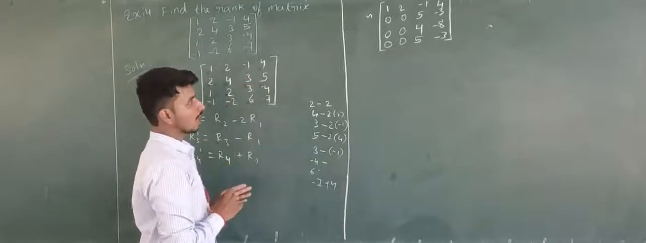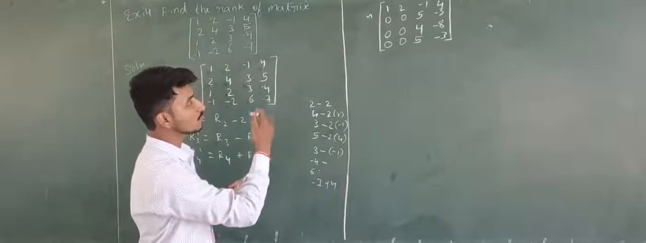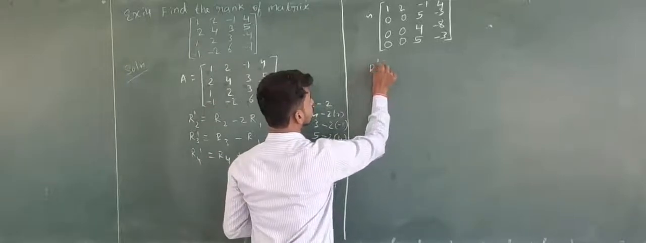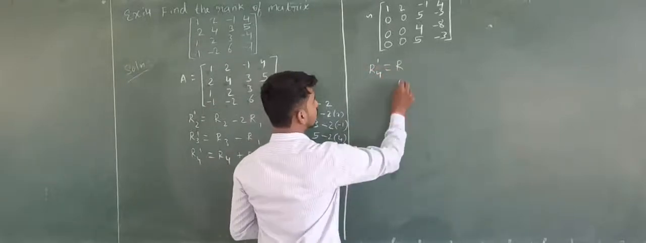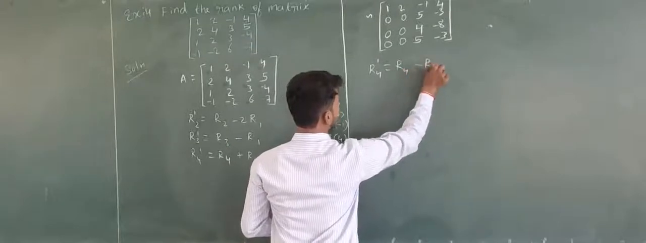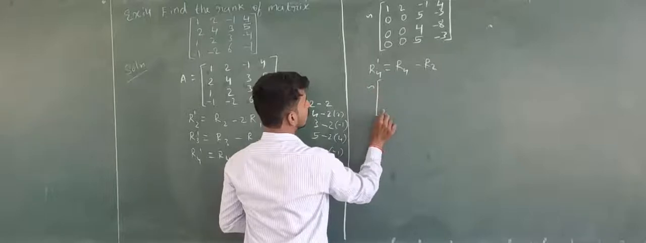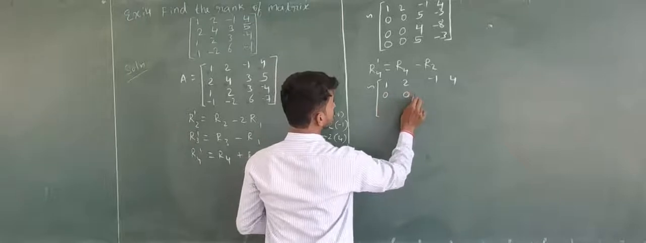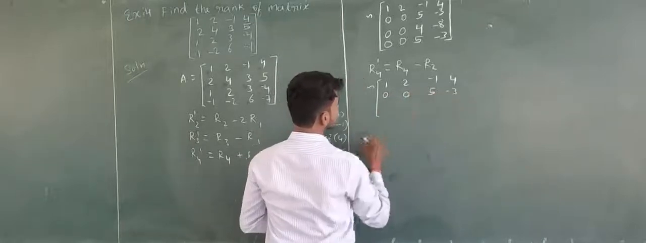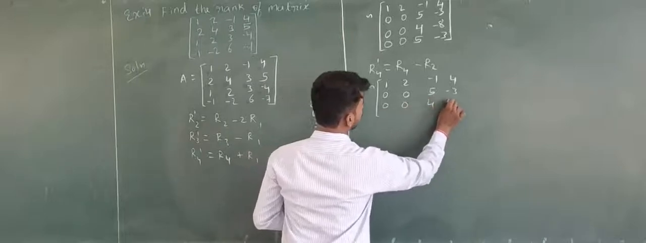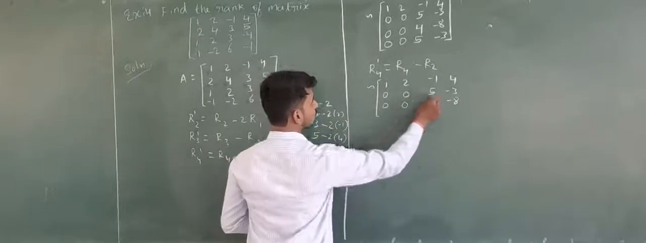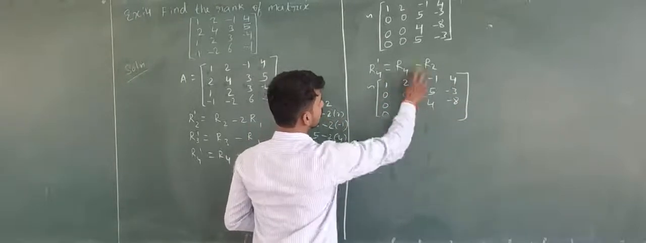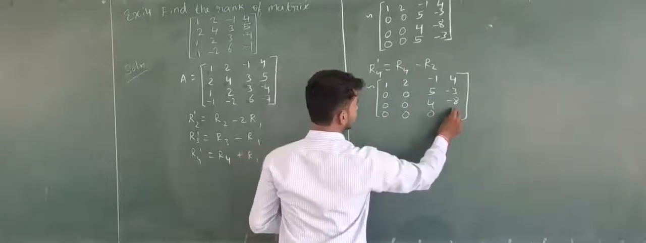So here the second row and fourth row are similar. So by using the second row, we can make the fourth row as 0. We will make R4 dash equal to R4 minus R2. So your matrix will be 1, 2, minus 1, 4; 0, 0, 5, minus 3; 0, 0, 4, minus 8; and we are changing row 4: 0 minus 0, 0, 0, 5 minus 5 is 0, minus 3 plus 3 is 0.